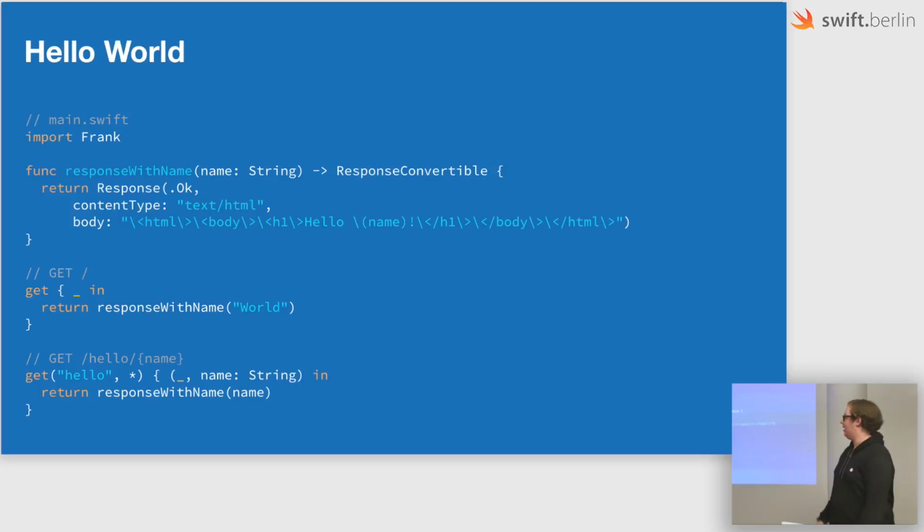Here's a quick hello world example with Frank. We have a simple function that takes a name and then returns some HTML to return back to the user. Ideally, this would be in a separate file, but fitting it all on a slide, it works. So when you get, we return a response with the name hello world. And then if you get hello name, then it returns that name.